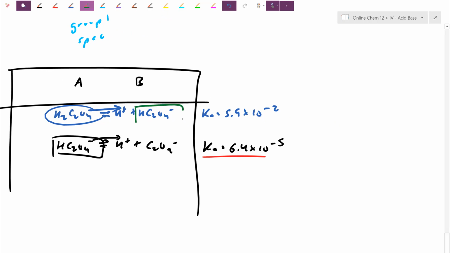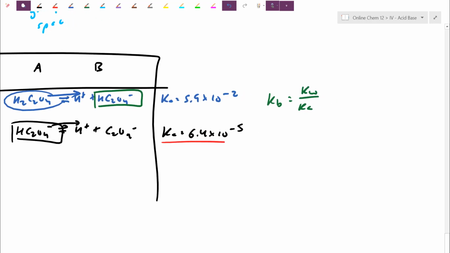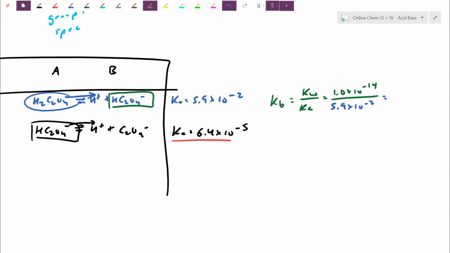If I am the base in this situation, the hydrogen oxalate, what's the Kb value? I would still need to go Kw divided by Ka. Just remember, it's the Ka of the equation I want to reverse. Even though the hydrogen oxalate itself has an acid ionization constant, if I divided by this one, I would have found the Kb of my oxalate ion. It's the equation I want to undo here. I want to take Kw divided by that Ka: 1.0 times 10 to the negative 14, divided by 5.9 times 10 to the negative 2. That gives me 1.7 times 10 to the negative 13.